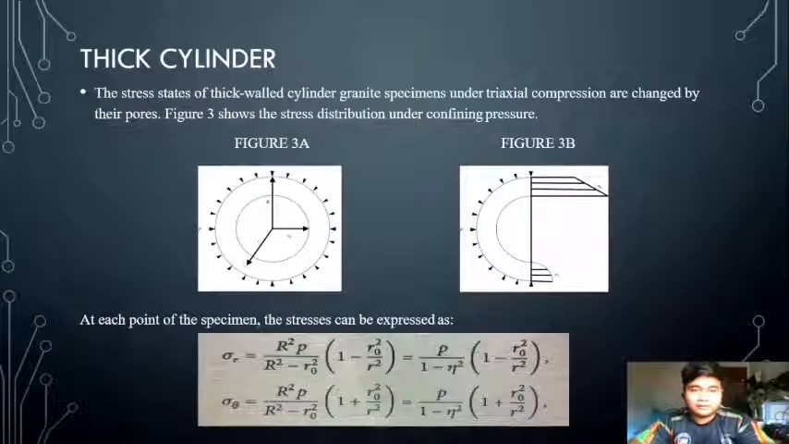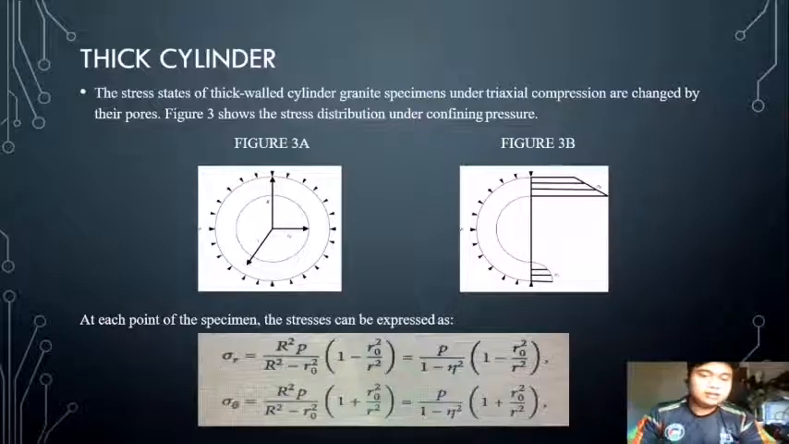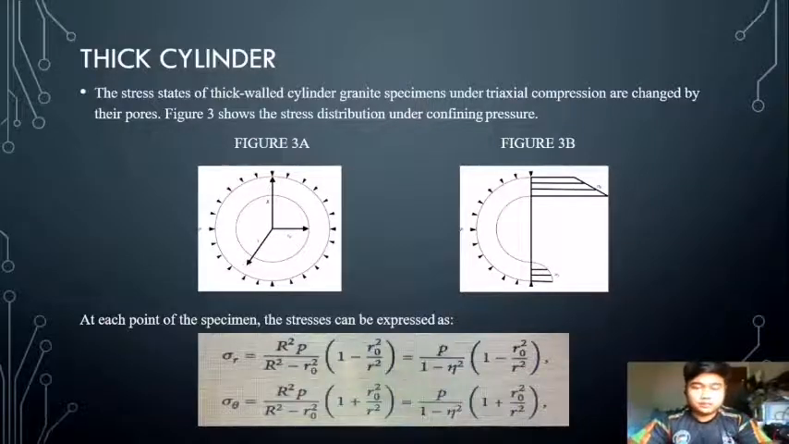The stress state of a thick wall cylinder granite specimen under triaxial compression is changed by its pores. Figure 3 shows the distribution under confining pressure. On my left is the picture of 3A and on my right is the picture of 3B. At each point of the specimen, the stress can be expressed as the equation in the picture.